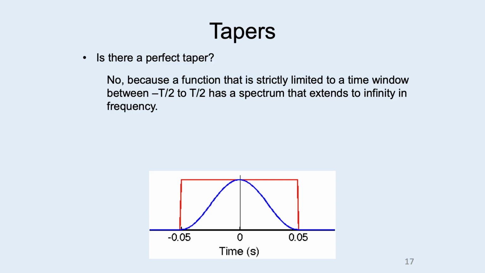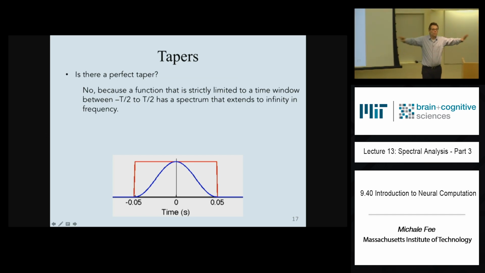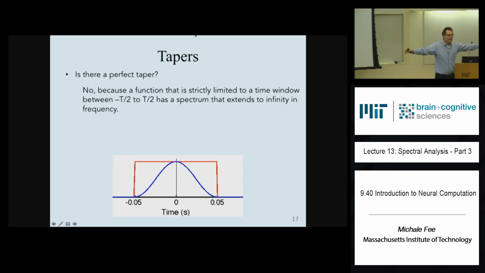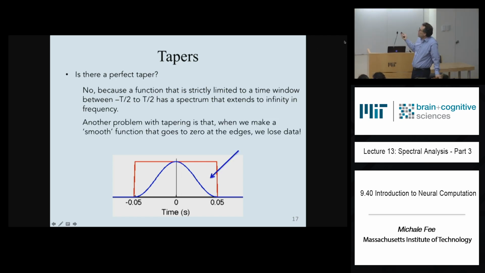If I want to take a sample of my signal in time, if I have a sample that's limited in time, that goes from one time to another time and is 0 outside of that, then in frequency, it's spread out to infinity. And so all we can do is choose how big it is. We can either have things look worse in time and better in frequency, or better in time and worse in frequency.